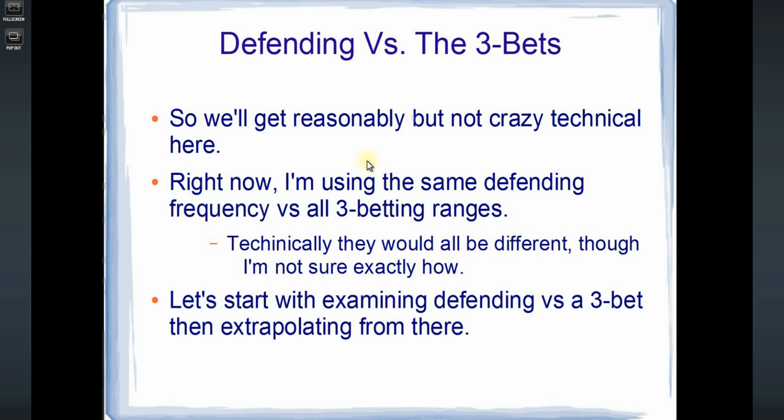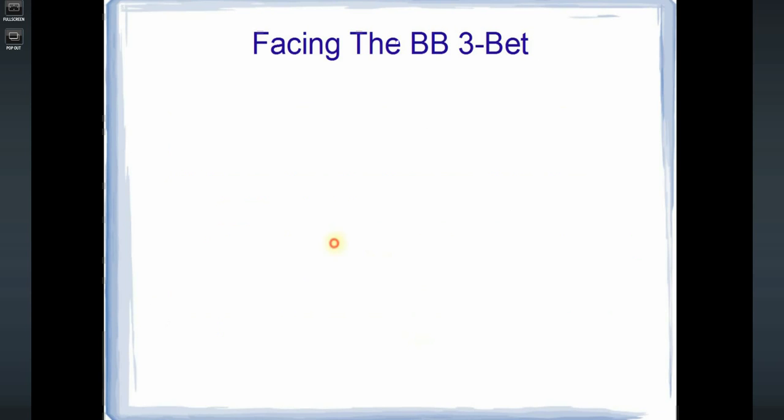Okay, so let's start with examining defending versus a 3-bet, then extrapolating from there. We're going to look at a big blind 3-bet and then extrapolate from there. So we're going to start with looking at a big blind 3-bet, and then we're going to try to make some educated guesses about how to defend against a small blind and button 3-bet as well. Okay, so facing the big blind 3-bet.